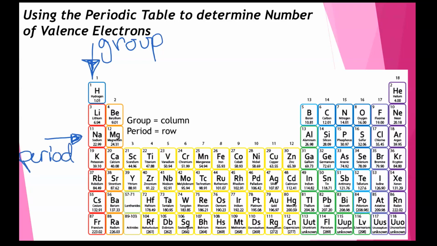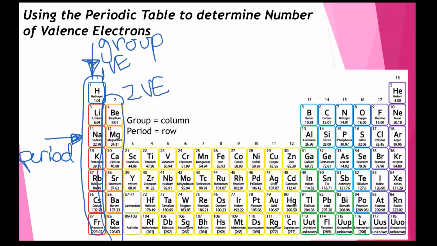So if we want to determine the number of valence electrons that a given atom has, we simply need to look at the group that it is in. So all of the elements in group 1 of the periodic table have 1 valence electron. All the elements in group 2 of the periodic table have 2 valence electrons. We're not going to worry about these elements in the middle here. We'll worry about them later, but they have some kind of weird behaviors that we're not going to concern ourselves with now.